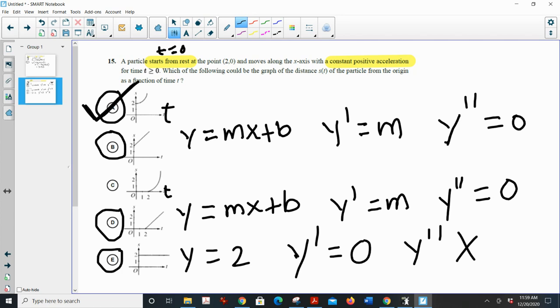If you look at C, the reason that you don't want C is because that's starting at t equals 2. So that's kind of what you're looking for. If you were confused between A and C, that's the reason. It starts from rest.